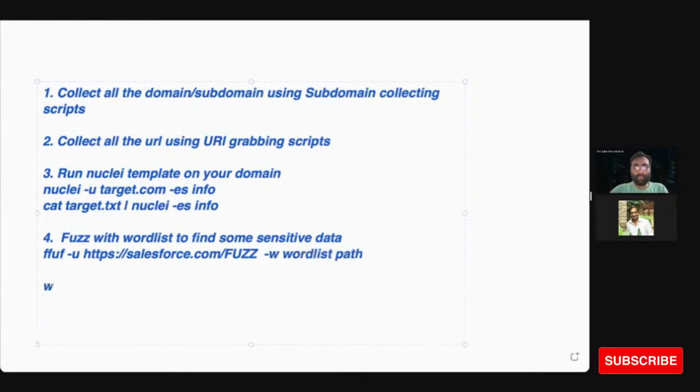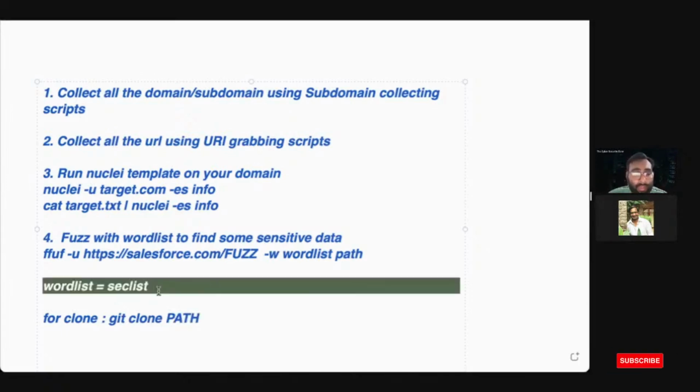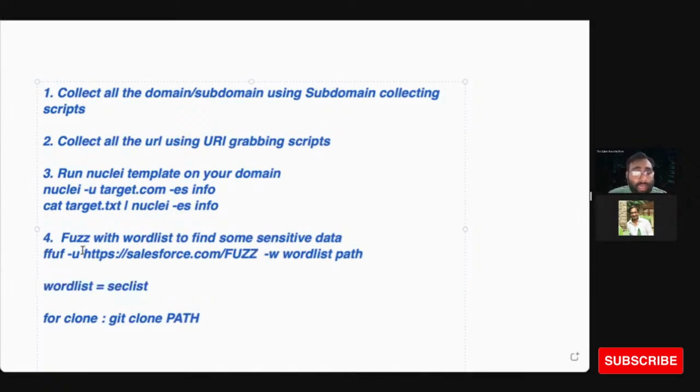The word list we are using is SecLists. You can easily Google it and clone it. The command is git clone and the path where SecLists is located. So you need to download the SecLists word list first, then give it with the help of ffuf, and it can fuzz all the possible combinations, possible sensitive files, file directories, and some possible paths.